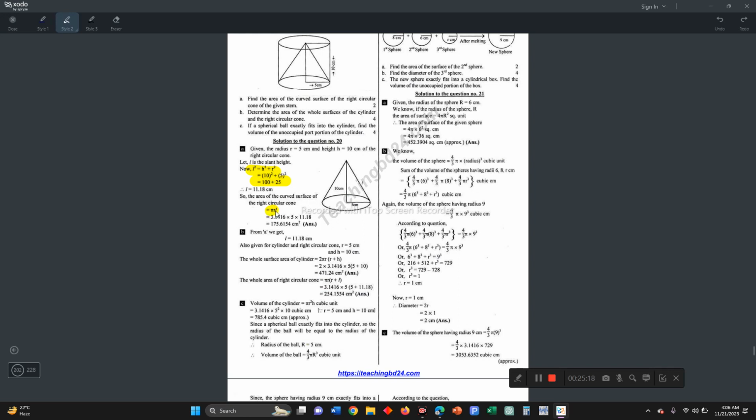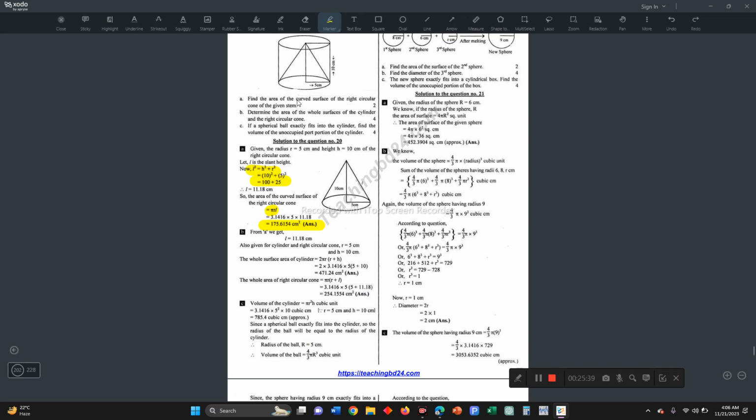Now we have got all these values, so we can easily determine the area of the curved surface for the right circular cone, and for this question it has become 175.6154 centimeter square. Okay. Then determine the area of the whole surface of the cylinder and the right circular cone.